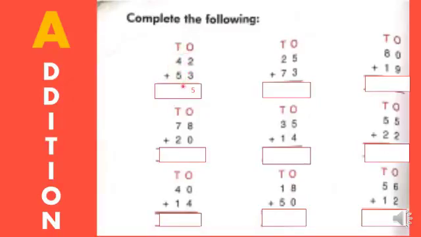Here, they have given 4 and 5. Which number is the bigger number, children? 5. So keep 5 in your mind and 4 in your hand. Open 4 fingers, children. Now say 5 after 6, 7, 8, 9. So what do we have to write there? 9. So what is the answer? 42 plus 53 is equal to 95. This is the answer. In this way you have to do the additions.